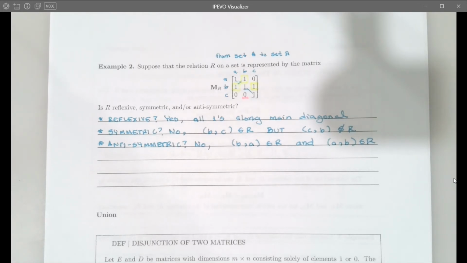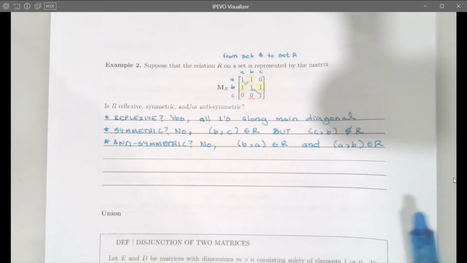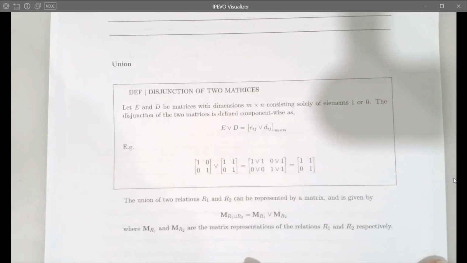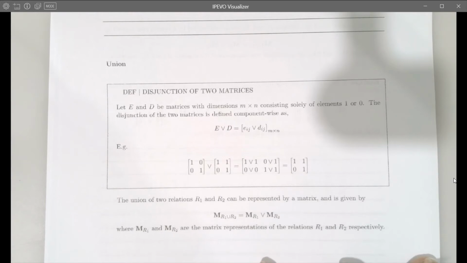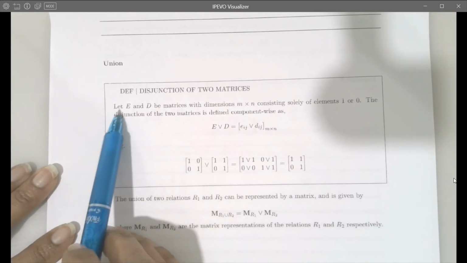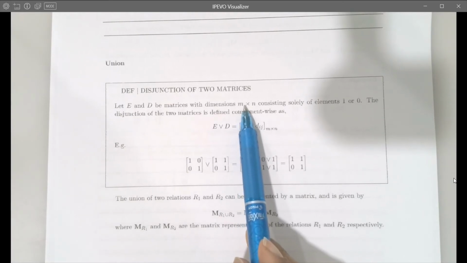Okay, so that is how we use matrices to read some of these properties of a relation. For the next part, we're going to take a look at the union, some of the operations on relations. We're going to take a look at how we can find those using the matrix representation of the relation. So in general, let E and D be matrices with dimensions m times n.